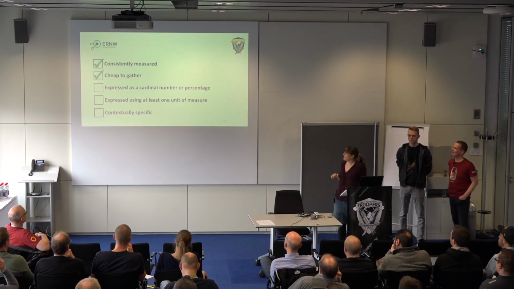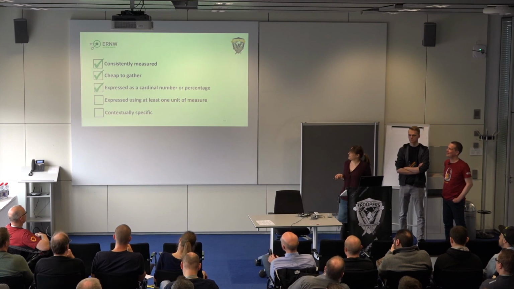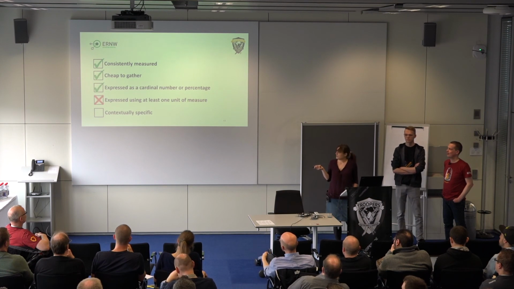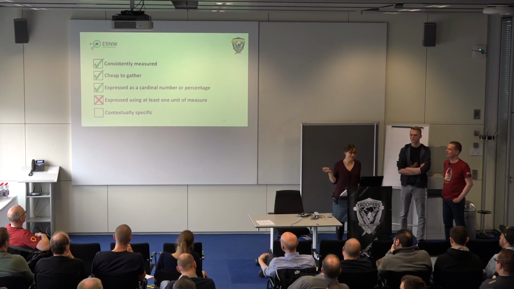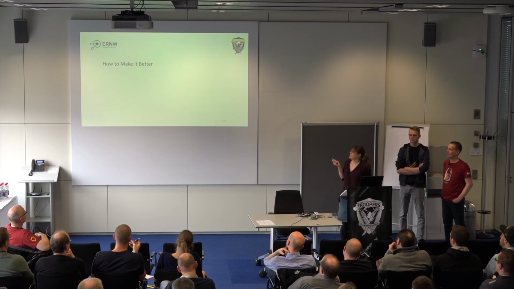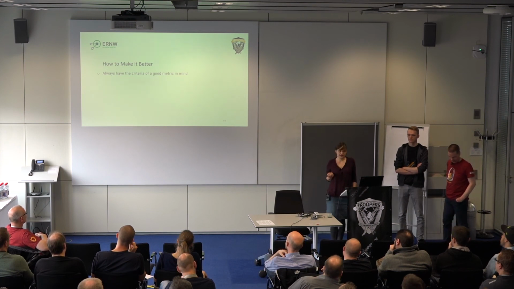So it's consistently measured and cheap together, and yay, I have a cardinal number of percentage as a result, but it's not expressed using at least one unit of measure because there is no unit of measure, and it's not contextually specific because it doesn't tell you anything, actually. So how to make it better? Always have the criteria of a good metric in mind on any step of the way.